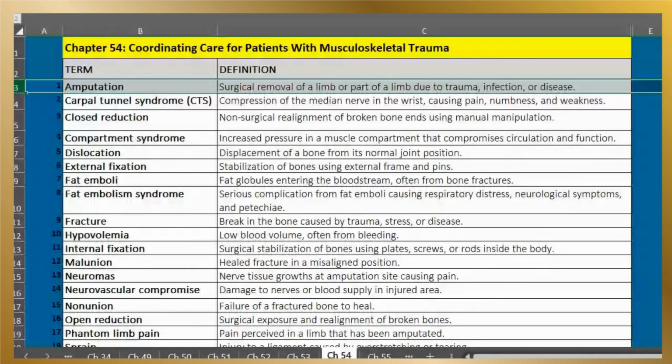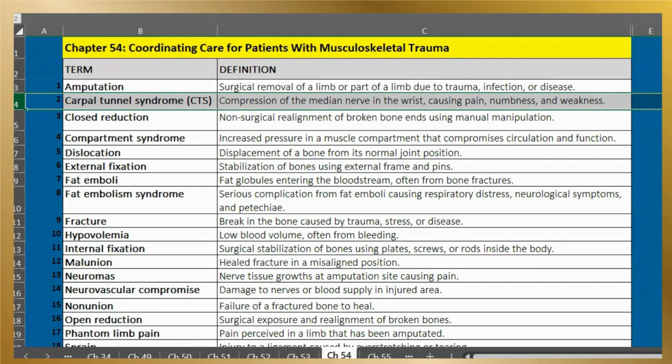Chapter 54, Coordinating Care for Patients with Musculoskeletal Trauma. First term, amputation: surgical removal of a limb or part of a limb due to trauma, infection, or disease. So think of an amputee as a limb that is removed, and it has an A, which is out or off or dead.